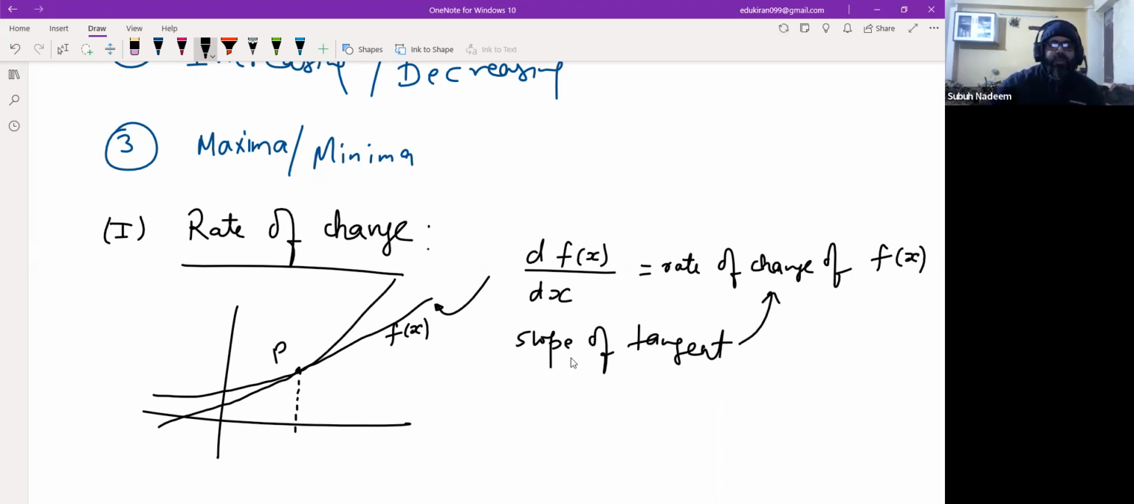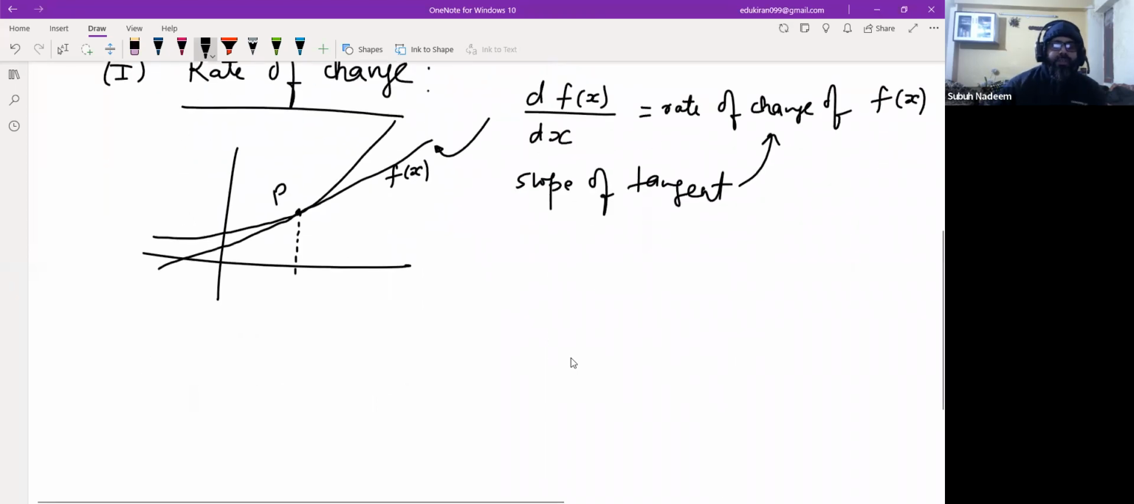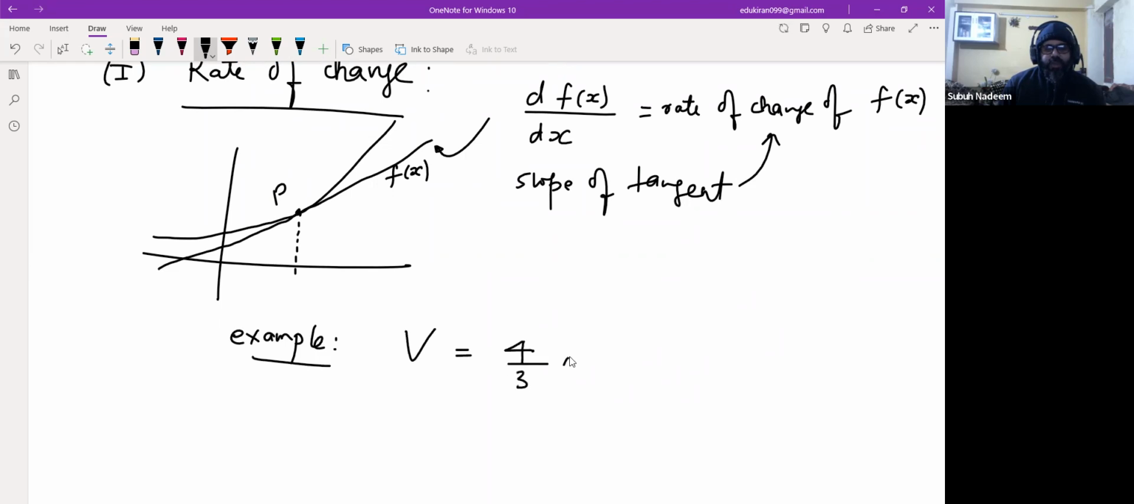Let's start with an example which is quite common: the volume of a sphere, which is 4/3 πr³. It is dependent upon the radius. So volume is a function of radius, 4/3 πr³, and radius is the variable here, just as we used to say y is equal to f(x). So y is volume here, which is a function of r, and r is actually x.